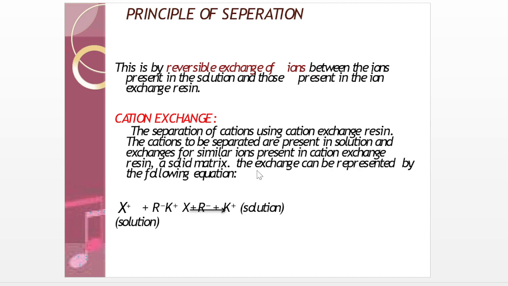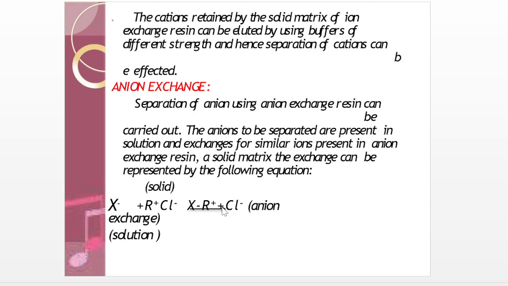On a solid matrix, the exchange can be represented by the following equation. Here X is the concentration of positive ion, plus RK, which is the resin with its exchangeable ion. As the reaction proceeds, it forms R negative ion and X, that is, it forms XR and K in solution. The cations retained by the solid matrix of the ion exchange resin can be eluted by using buffers of different strength, and hence separation of cations can be effected.